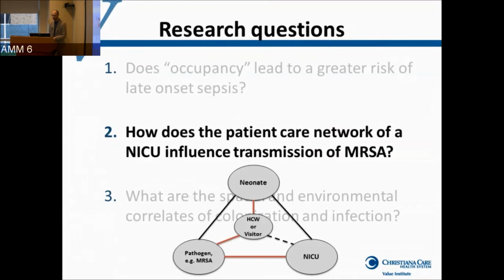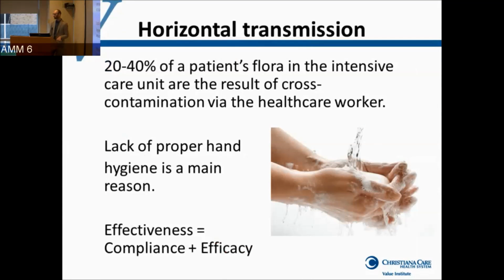How does the patient care network of a NICU influence transmission of MRSA? By way of a little bit of background, this is focusing on horizontal transmission, and in fact, this is all MRSA colonization. I'm not looking at MRSA infection here. So MRSA colonization can be passed around from peer to peer. There's been some previous evidence to suggest that 20 to 40% of patients' flora in an ICU are the result of cross-contamination from the healthcare worker. And one of the strongest correlates of that is lack of proper hand hygiene.